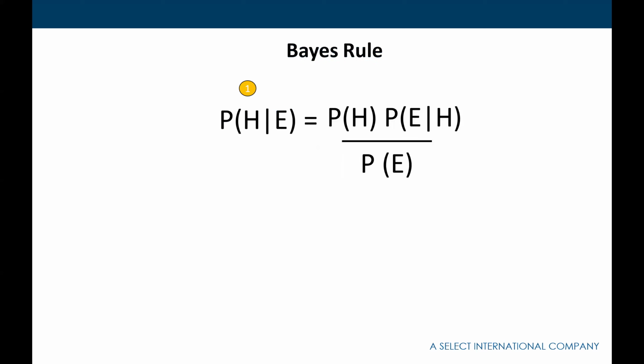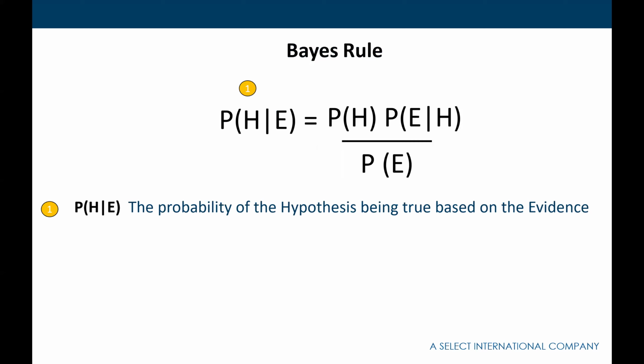So let's just break it down. Here's one. This is the probability of the hypothesis being true based on the evidence. The example that's always given is that somebody thinks they've got a disease. They think they've got an illness. They think, oh my God, I've got all the symptoms of this disease. So you'd say, okay, what are your symptoms? What's the probability of that hypothesis being true?